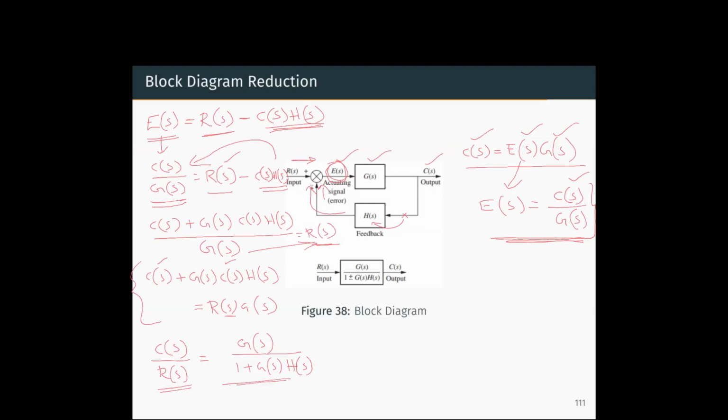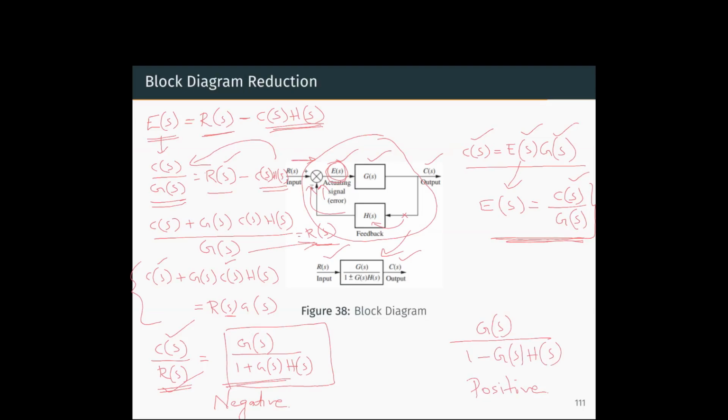So this is the reduced block diagram. We got a relation between output C of s and input R of s. So this is the transfer function that gives a relation between output and input. This total block can be reduced to this single block. So this is in case of a negative feedback.